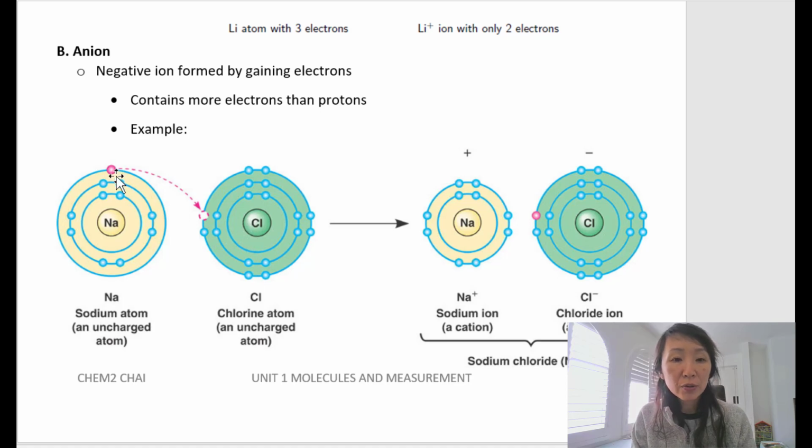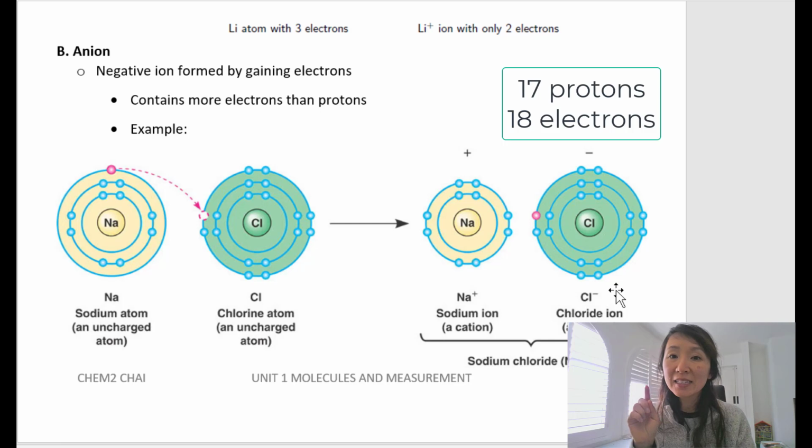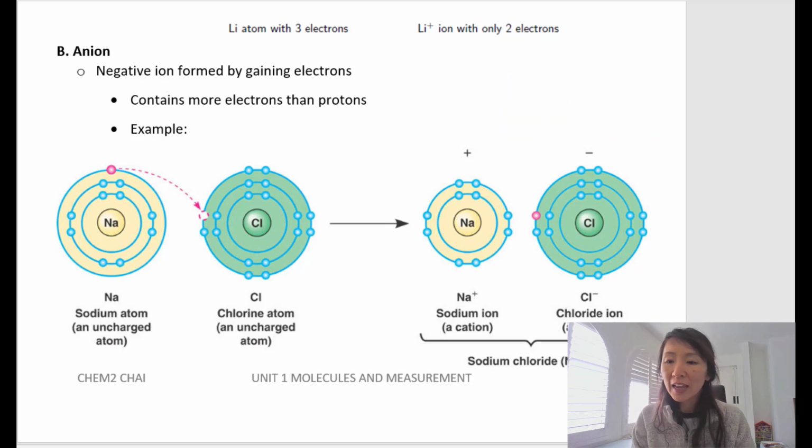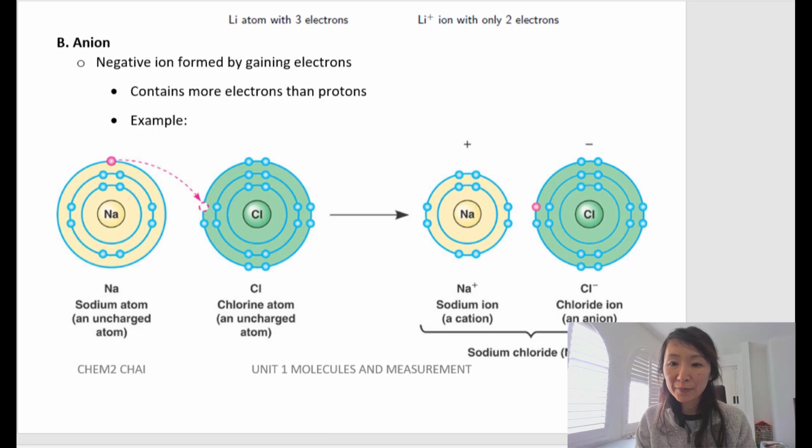Notice here, one sodium will donate its electron to the chlorine. Now chlorine has 18 electrons and 17 protons. What does that mean? Well, that means that there's 1 more electron than the protons, giving it a negative 1 charge. If it has 19 electrons, yes, the chlorine would be negatively 2 charged. Nevertheless, the whole point is to introduce this anion, and an anion is a negatively charged atom.